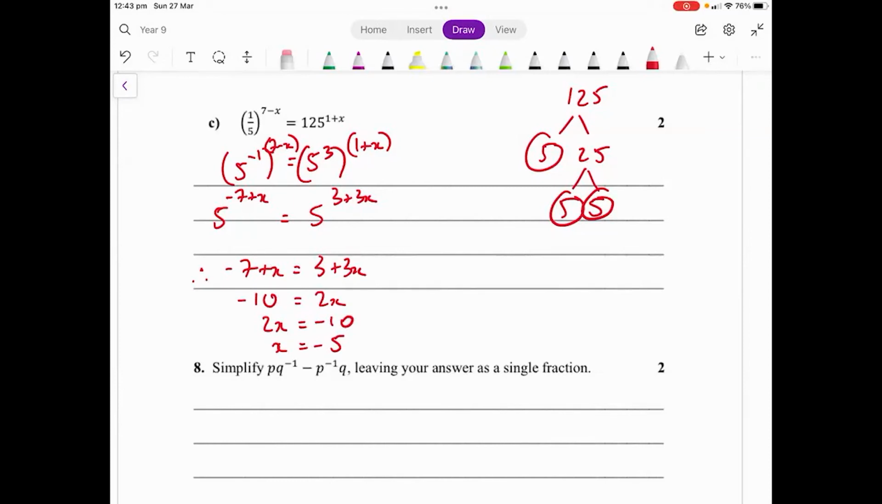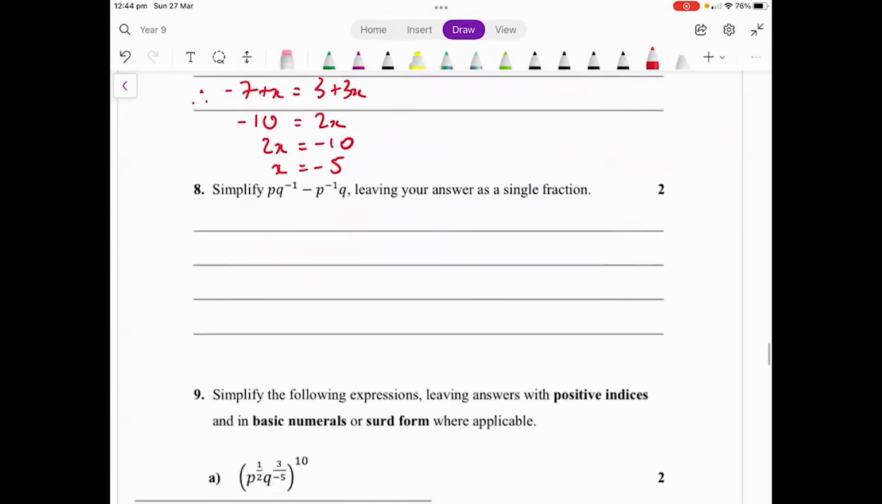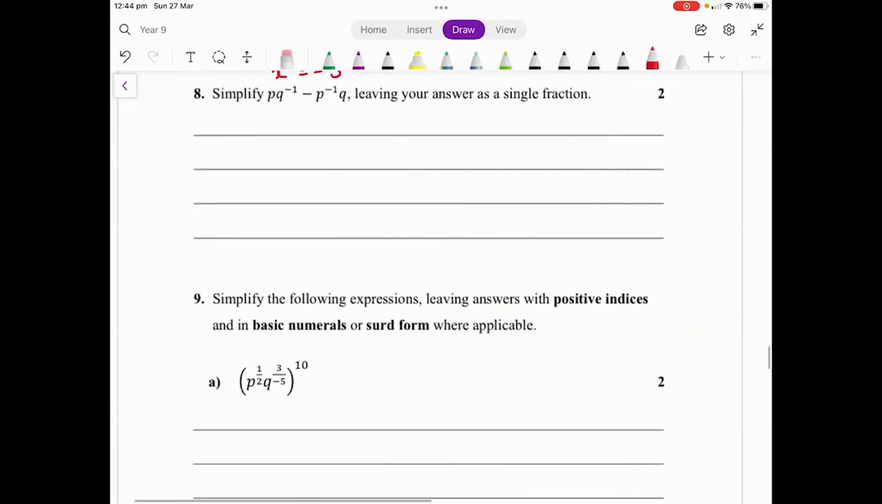Question 8, we need to write these as fractions first. So q is to the power of minus 1, so it becomes p over q. And for the second part of it, p is to the power of minus 1, so it becomes q over p. Then we need to write it as a single fraction. So that means pq is going to be the denominator. So the first fraction I multiply by p over p, and the second one I multiply by q over q. That gets me p squared minus q squared over pq.